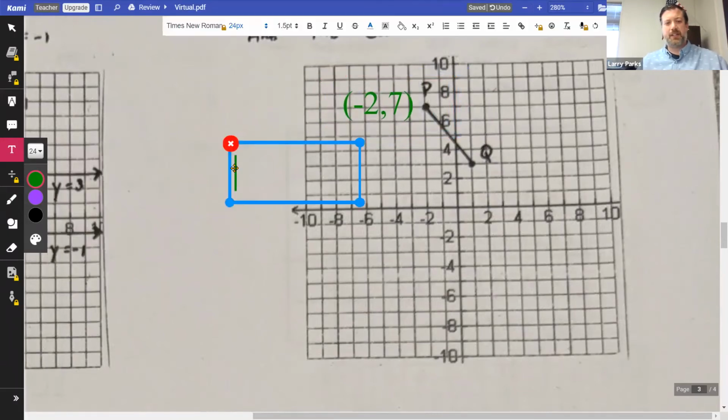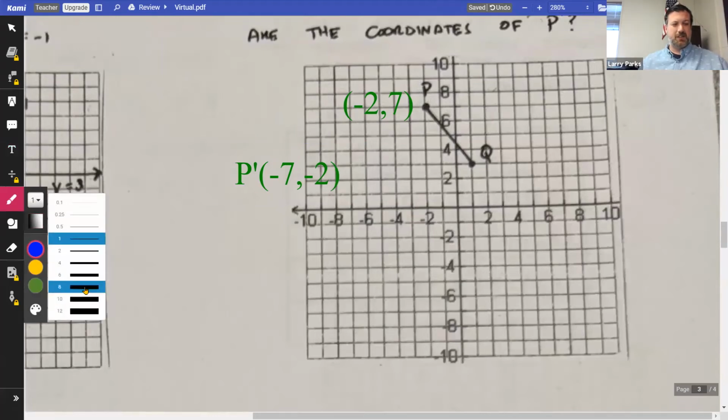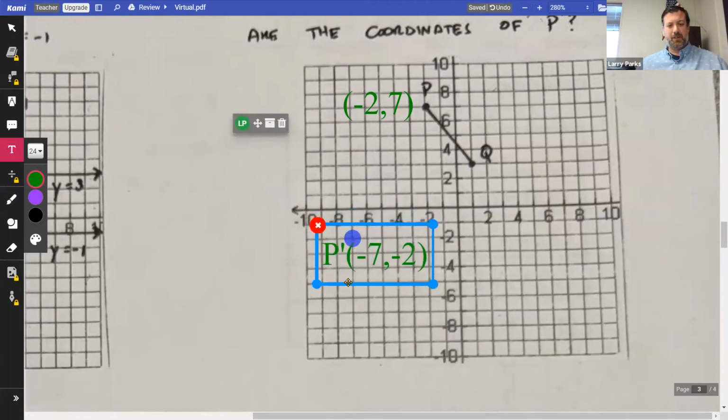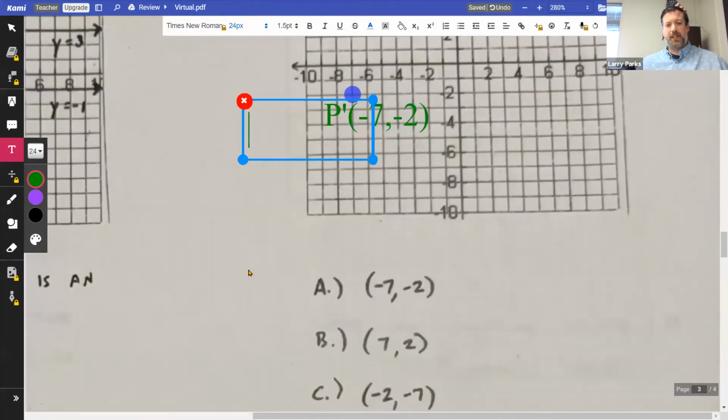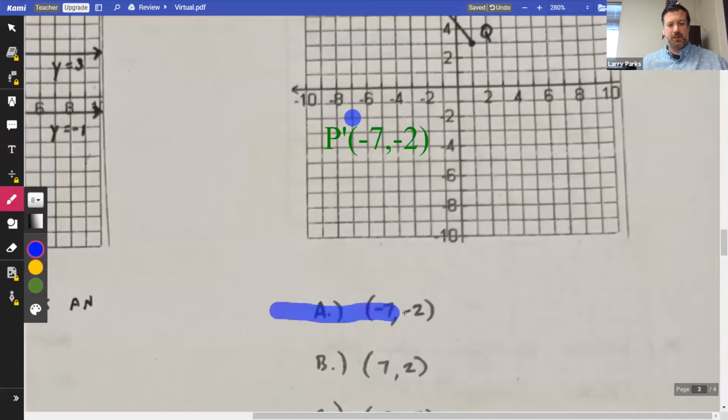So remember my trick for P prime: you flop the 7 and the 2 for every 90 degrees you go. And since it's going down here, everything down here is negative, negative. So I just change that to negative, change that to negative. I get -7, -2. So that's going to be -7, -2 right there. That's where the new P is going to be. What do they ask? Oh, there it is. The very first choice. The answer is A.